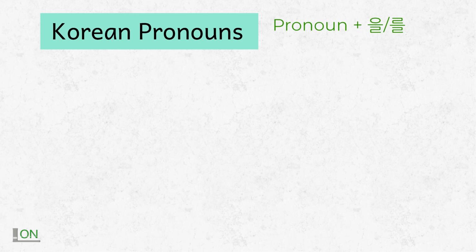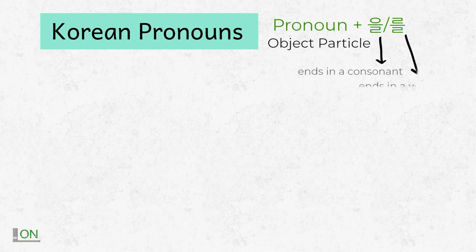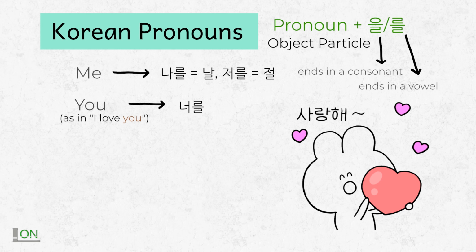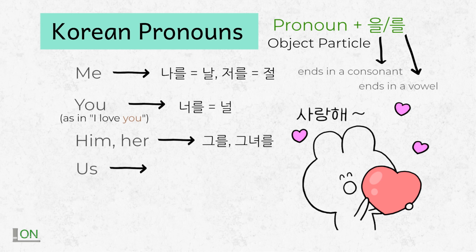Let's look at pronoun plus 을를. 을를 is object particle. 을 is added to words that end in a consonant, and 를 is added to words that end in a vowel. Me will be 나를. It can be shortened to 날. 저를 will be 절. You, as in I love you, will be 너를, and it can be shortened to 널. Him will be 그를, her will be 그녀를. Us will be 우리를, them, 그들을.